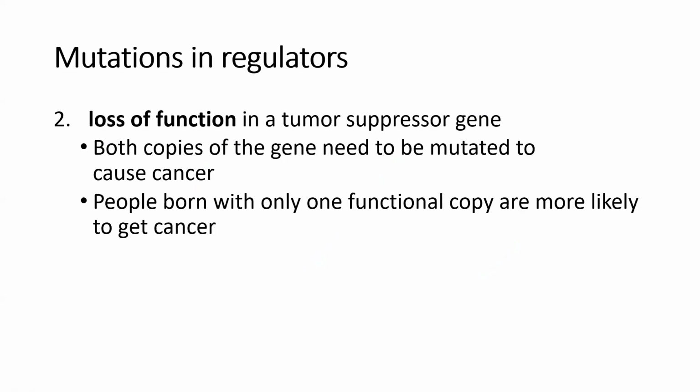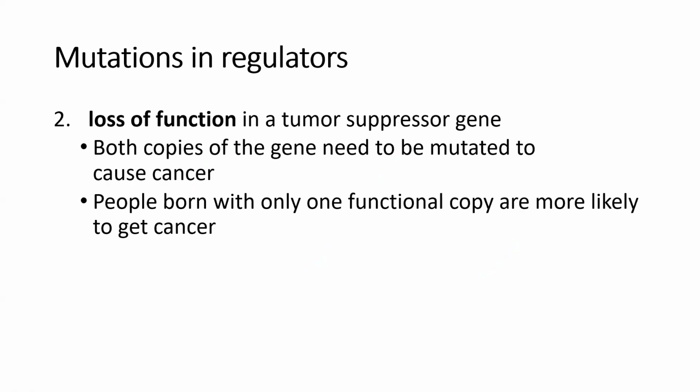One gain of function mutation is enough to push the cell over the threshold, so to speak. But for the growth inhibitors, we're going to have two loss of function mutations. What is the implication of that? Okay, so the first two points I already mentioned. The last point, I'm just going to read it to you and explain. People born with only one functional copy are more likely to get cancer.